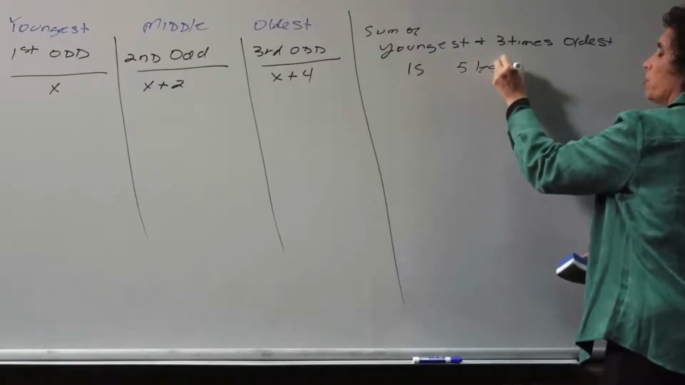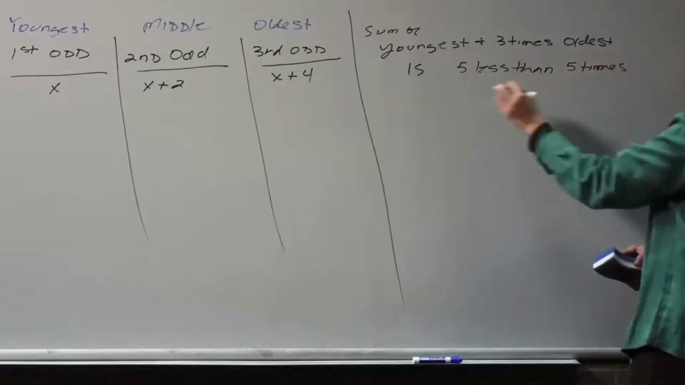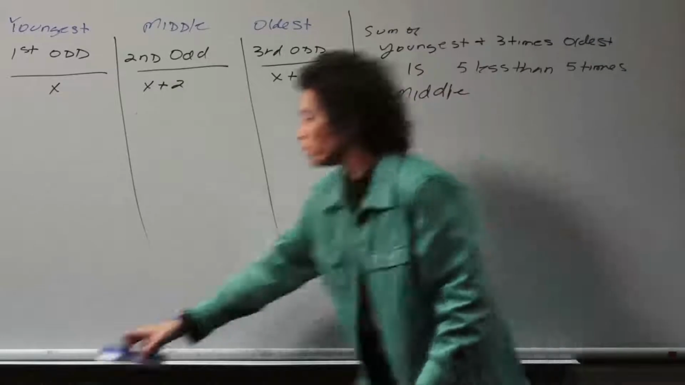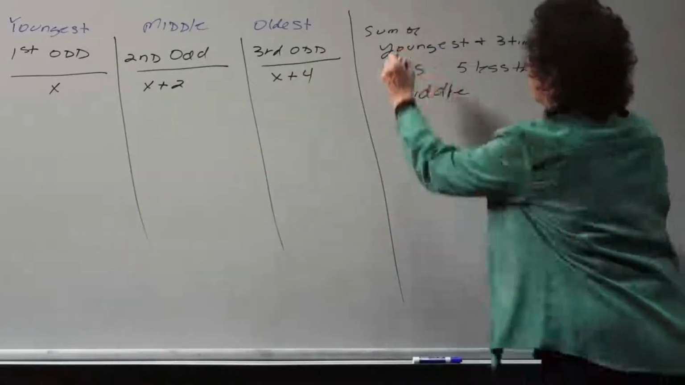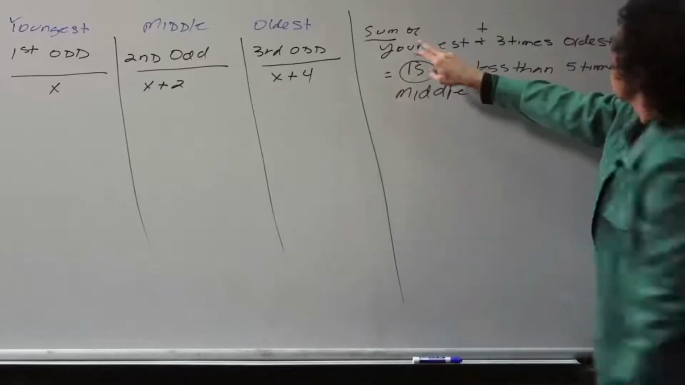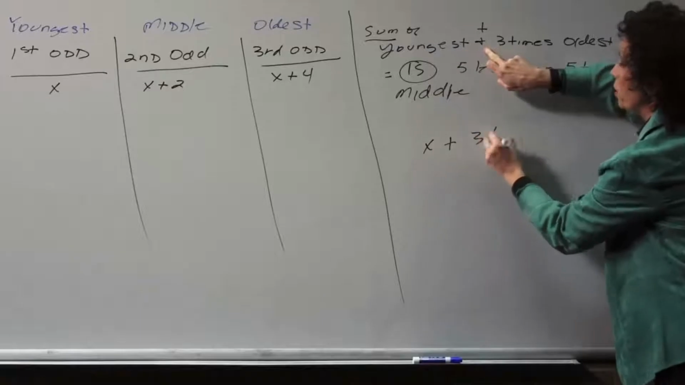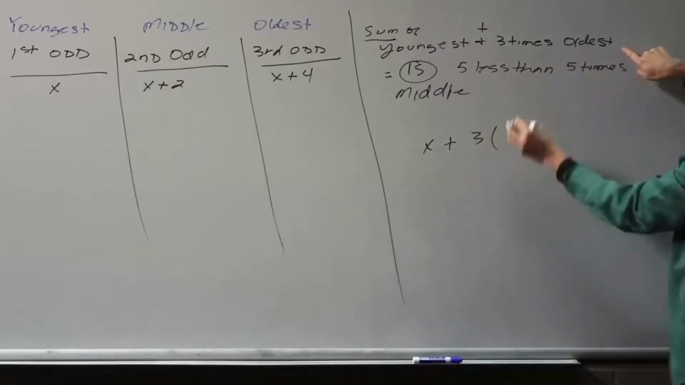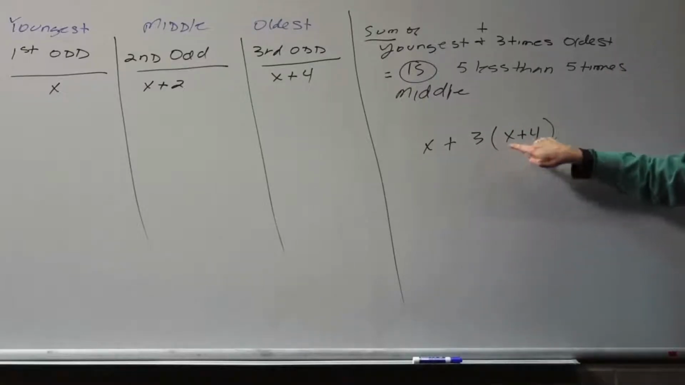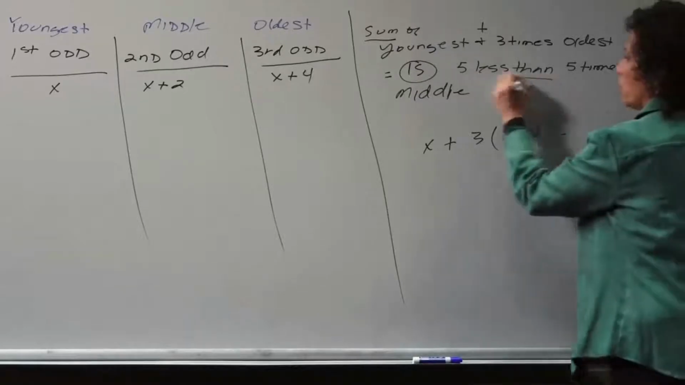5 less than 5 times the middle kid. Okay, this is important because you want to see some keywords going on here. So the sum, that means to add. Here's the and. Here's the is for the equal. So sum of the youngest, which is x, plus 3 times the oldest. The oldest is x plus 4. The youngest plus 3 times the oldest. There's the oldest is, okay, now let's be careful here, less than.